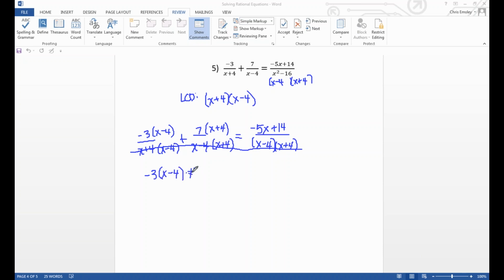Here's what we need to solve now. We eliminated the fractions, a much easier equation to deal with. We'll distribute over here, so we get, watch your signs, -3 plus 12. Okay, combine our like terms over here on the left. We have a minus 3x and a plus 7x. So that gives us 4x. We have a 12 and a 28. So that gives us plus 40.